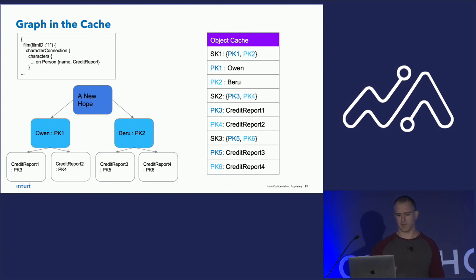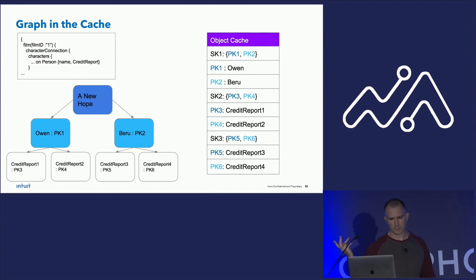So in our contrived example of this, we say, let's have the credit reports for Owen and Baru, and then we're going to build what that looks like inside of the object cache. You can conceptually just see it as a 2-tier tree, and everything that has a primary key, which is a direct object ID, is stored inside of the table. So Owen has PK1, Baru has PK2, those are characters, and then PKs 3 through 6 are credit reports for them.